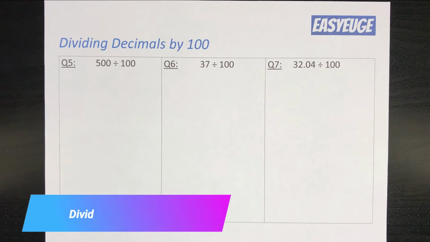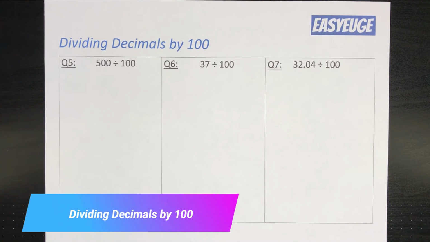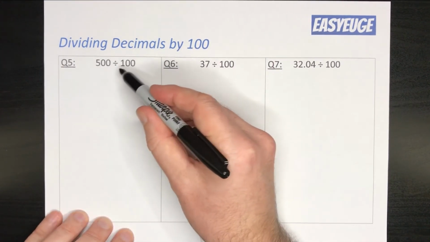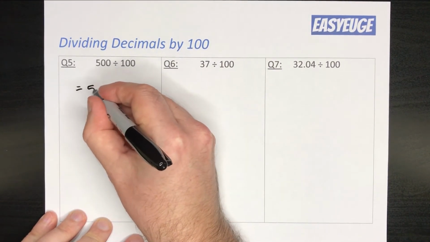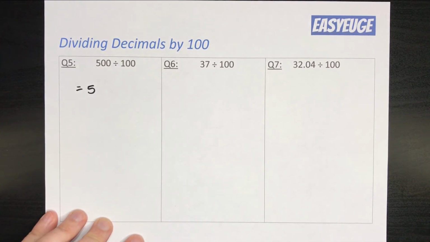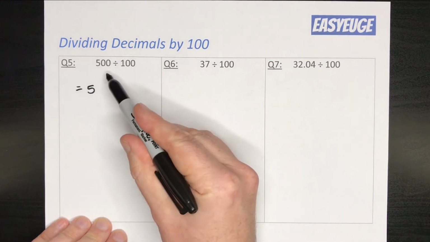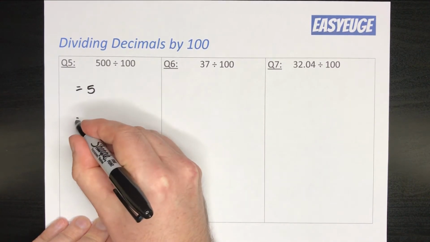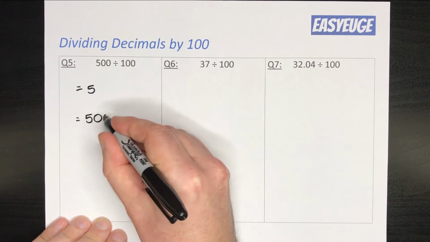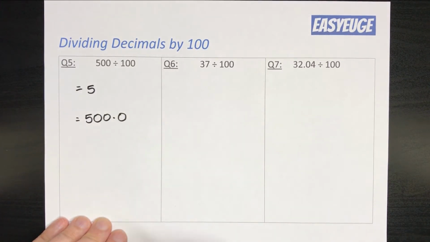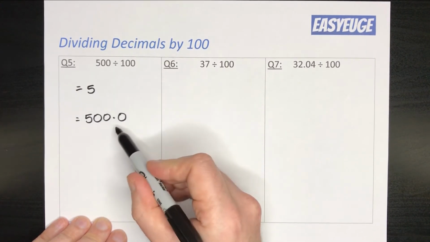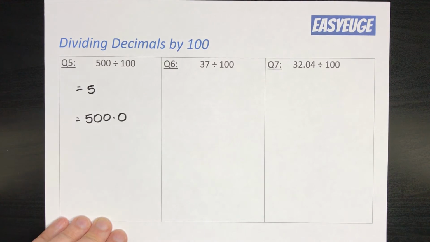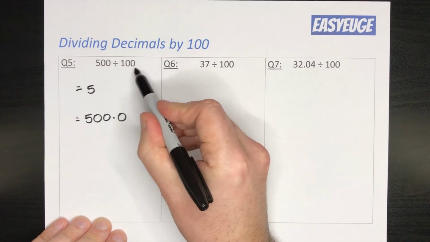Let's look at dividing decimals by 100. Okay, the first question is 500 divided by 100. So you can see that the answer is very simply 5, because 500 divided by 100 goes in 5 times. But let's write down 500 as a decimal. So 500 as a decimal is 500.0. So we've located the decimal point. And to divide by 100, we're going to make this number 100 times smaller. So we've got 2 zeros.